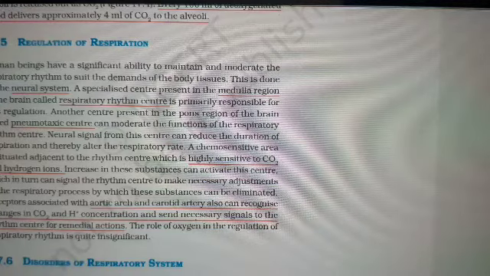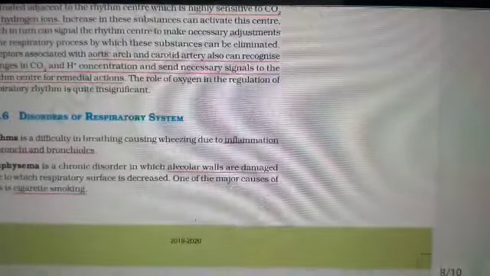Increases in these two substances can activate this center, which in turn signals the rhythm center to make the necessary adjustments in the respiratory process by which these substances can be eliminated. Receptors associated with the aortic arch and carotid artery can also recognize changes in CO2 and H plus concentration and send the necessary signals to the rhythm center for remedial action. So the role of oxygen in the regulation of the respiratory system is quite insignificant. And disorders, finally, we need to go to asthma.